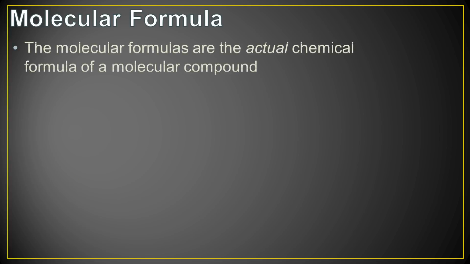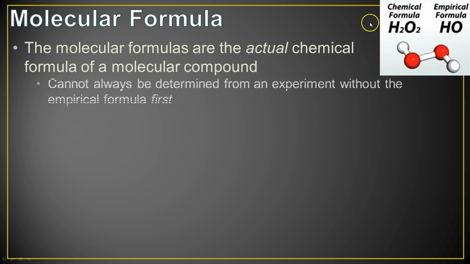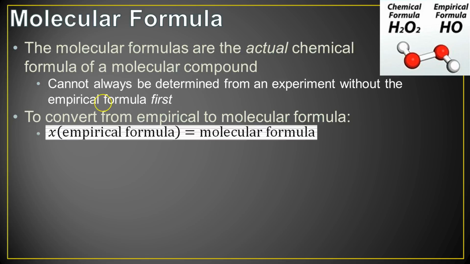Molecular formula, this one's different. This is the actual chemical formula. You sometimes need to start with the empirical formula, but now we're actually getting into the actual formula for it. So it simplifies down to this, but this is what's actually going on there. You can't always determine this right away. So this is why you need to get the empirical formula first. To convert from empirical to molecular formula, you're going to use this simplified equation. X times the empirical formula is the molecular formula, where X is a whole number multiplier, something that you're going to multiply the whole thing against.